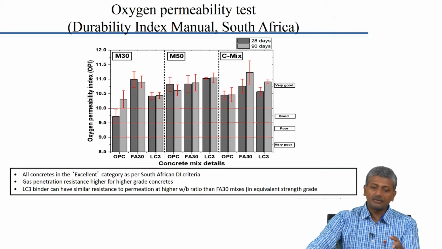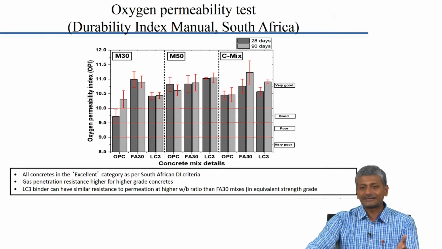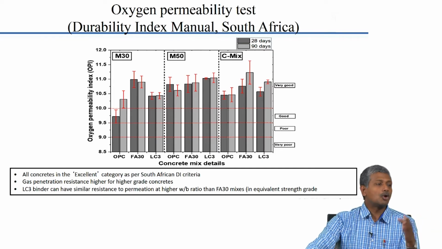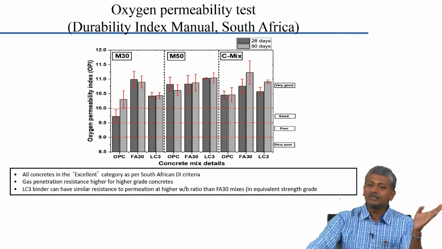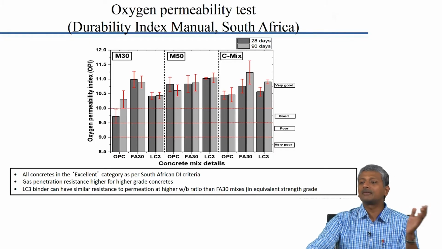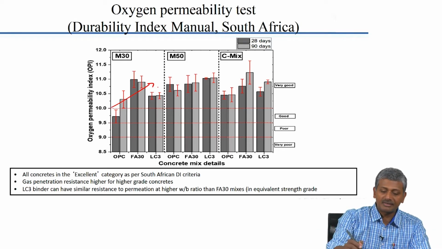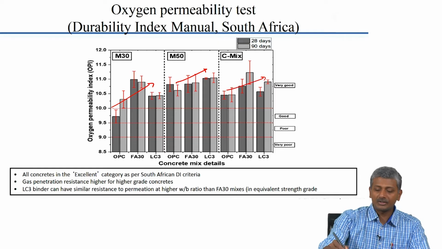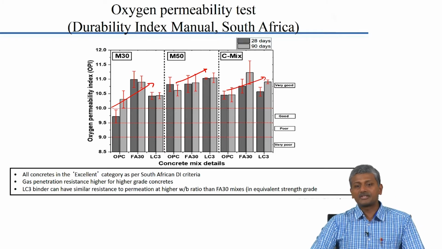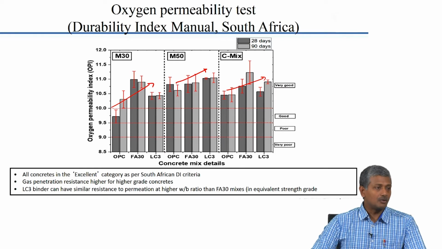Oxygen permeability is presented here in terms of an index. So, the permeability coefficient is typically of the order of 10 to the power minus something, right. So, when you take negative log of that, you get a positive number. So, the lower the permeability, the higher will be the permeability index, because you are taking a negative logarithm of that number. So, again with fly ash and LC3 systems, there is a distinct advantage over the OPC system with respect to gas permeability also.